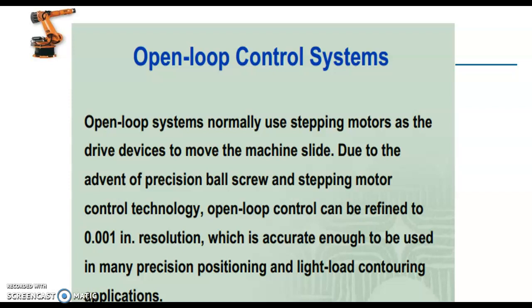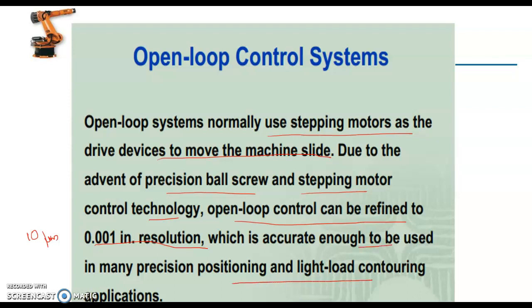These control systems normally use stepping motors as the drive devices to move the machine slide. Due to the advent of precision ball screw and stepping motor control technology, open loop control can be refined to 0.001 in resolution, and approximately that is 10 micrometer, which is accurate enough to be used in many precision positioning and light contouring applications.